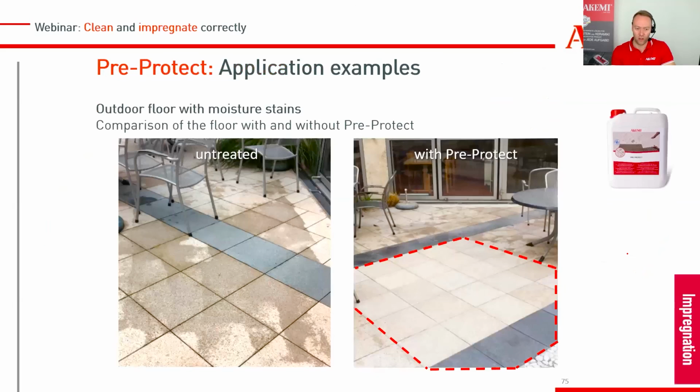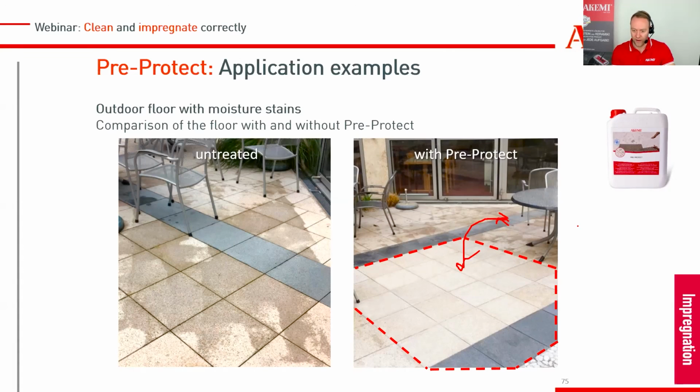How does it look? Untreated, you can see here all the humidity. This was a gravel bed, a loose installation. We removed it, cleaned the stone. In this case, it was still possible to clean them. We applied our Pre-Protect, put them back in, and you can see the difference.